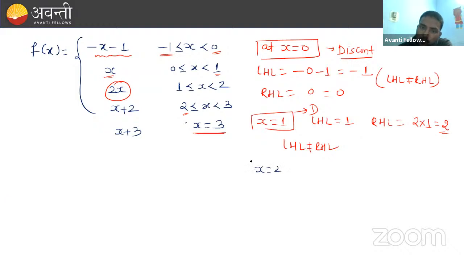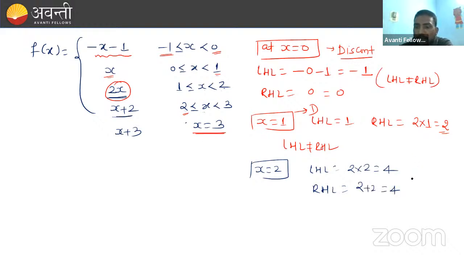Then we will check at x = 2. If I check x = 2, what is LHL? It is 2 minus, so it will be coming in this, so it is 2 into 2, it is 4. And if I have to check RHL, it is 2 plus, so it is x + 2, so this is 2 + 2, that is 4. So here we can see LHL is equal to RHL. So here it is continuous.